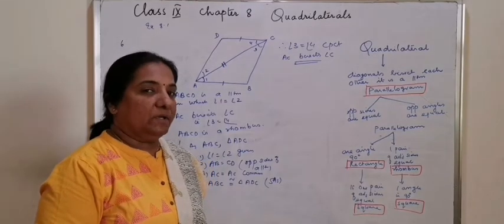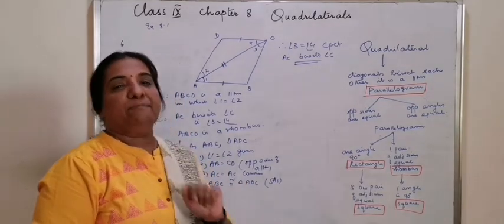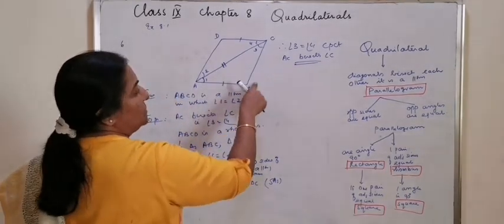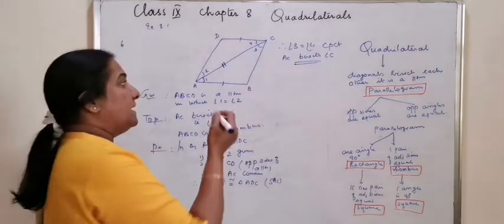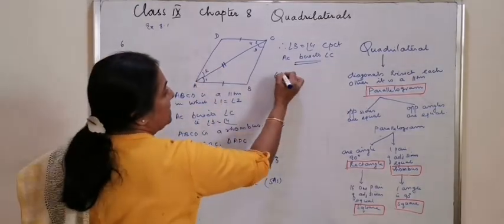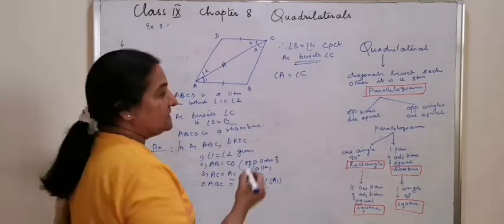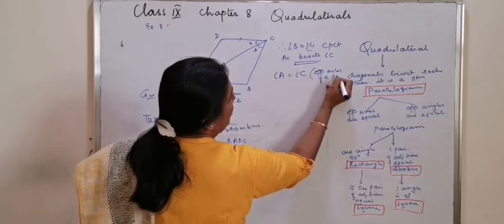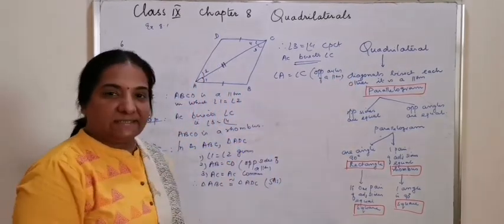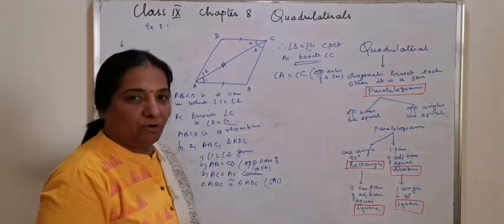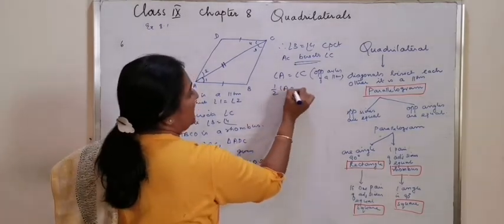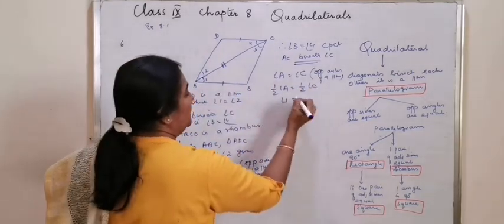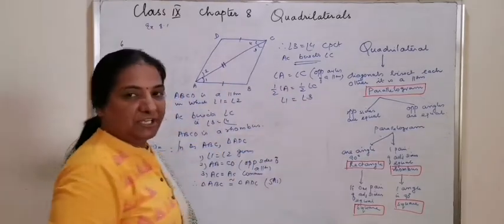When will a parallelogram be considered as a rhombus? If one pair of adjacent sides are equal. That means you need to prove AB is equal to BC. Any one pair. Let's go with the property of the parallelogram, angle A equal to angle C. The reason, opposite angles of a parallelogram. Since AC is bisecting it, let's multiply with half on both sides. Half angle A is equal to half angle C. Half angle A is angle 1 and half angle C is angle 3.